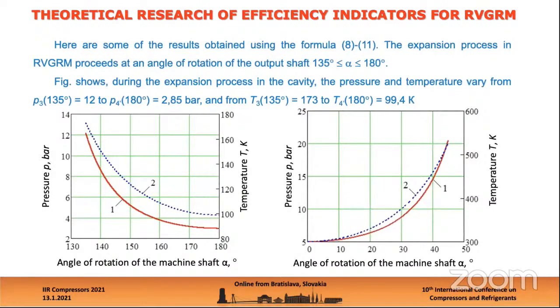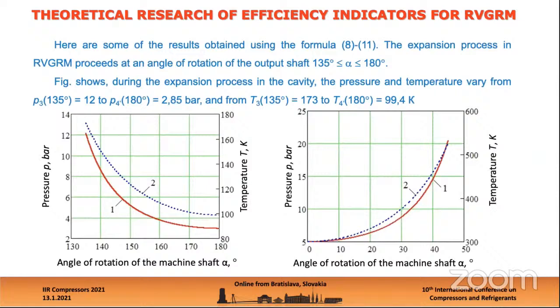Theoretical research of efficiency indicators. Here are some of the results obtained using formulas 8, 11. The expansion process proceeds at an angle of rotation of the output shaft from to 180 degrees. During the expansion process in the cavity, the pressure and temperature vary from 135 degrees equals 12 to 180 degrees equals bar, and from 135 degrees equals 173 to 180 degrees equals.